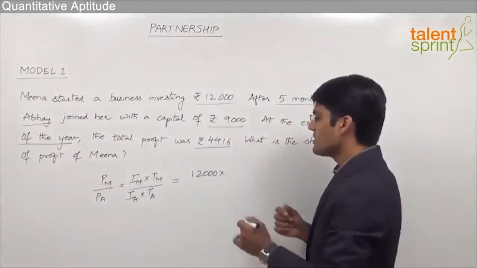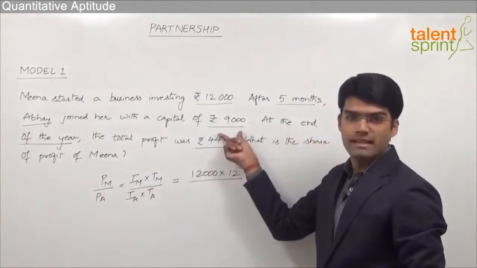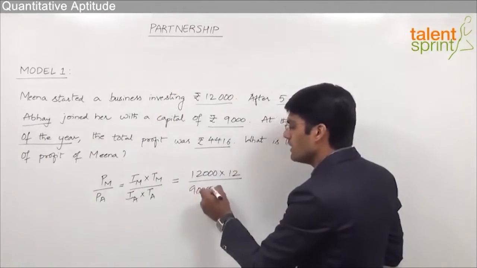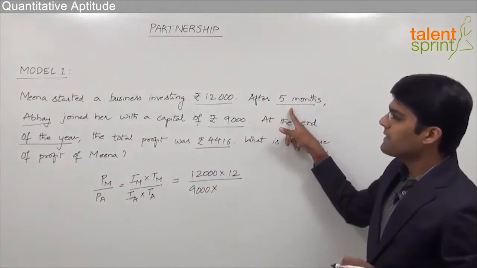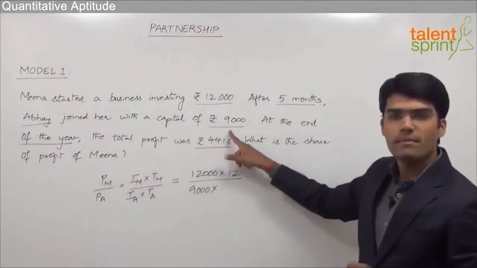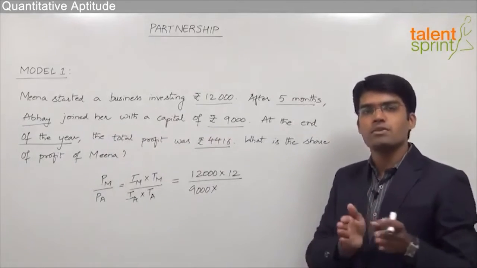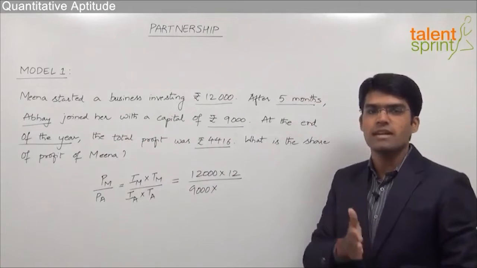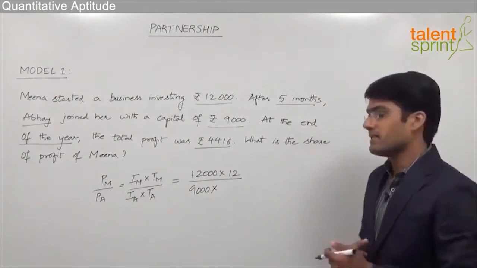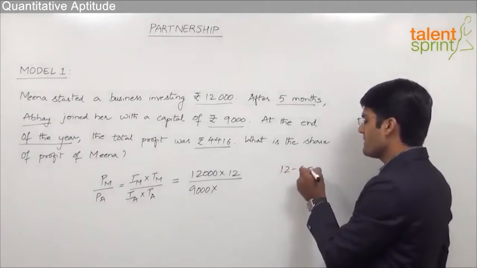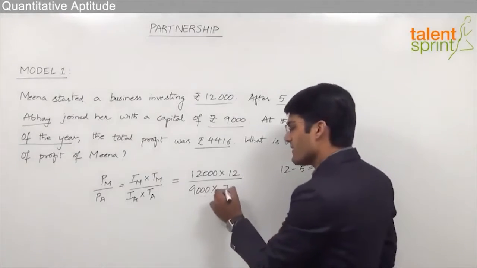So we can say that she was there for 12 months, divided by the investment of Abhay, which is 9,000, into the time of Abhay's investment. As you can see here, the question says after 5 months Abhay joined with the capital of 9,000. That means in the total period of 12 months, Abhay was not present for the first 5 months as he has joined after 5 months. So very clearly he was present only for the last 7 months, that is 12 months minus 5, which is 7 months. So Abhay's investment of 9,000 was present for 7 months.